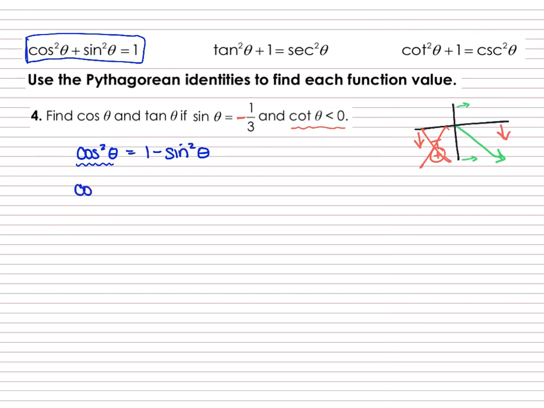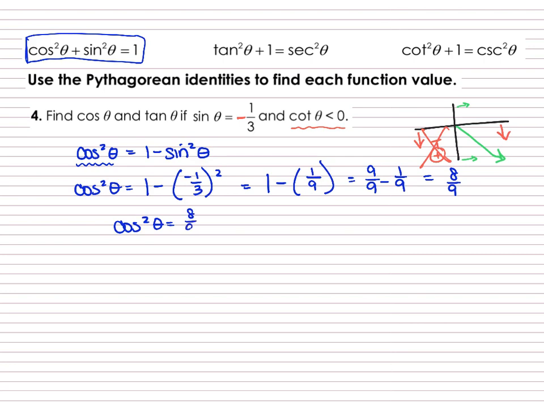So cosine squared theta equals 1 minus negative 1/3 squared. Now remember, we've got to worry about those order of operations first. So this is equal to 1 minus negative 1/3 times negative 1/3 gives us positive 1/9. This really is 9 over 9 minus 1 over 9 to give us 8 over 9. The cosine squared of theta, let me rewrite, cosine squared of theta is equal to 8 over 9.